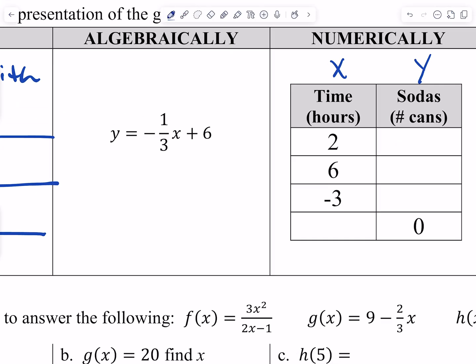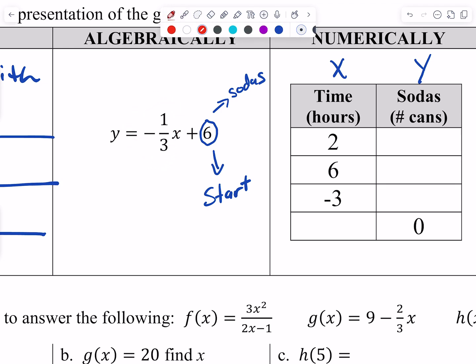The B term over to the right will usually or always represent how much you start off with. It doesn't matter what the story is, it's what you begin with, your initial amount. In this case here, this represents sodas. You have 6 sodas to begin with. On the left, this represents your rate. That's going to tell you how fast or how slow it's increasing or decreasing.